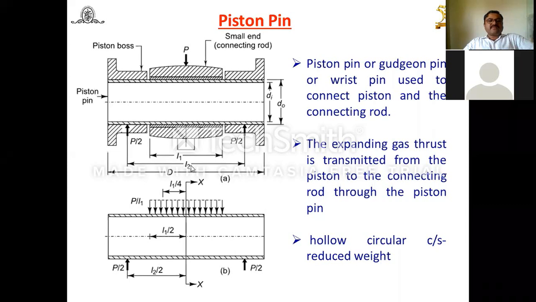How to find out the L2, I will tell. D means the diameter, the bore diameter or piston diameter. You can say here this D. To find out the L2, what you have to do? L2 is equal to this capital D minus L1. That is what is remaining.